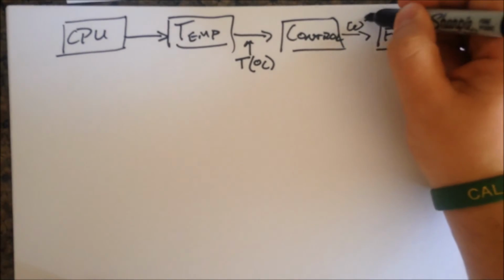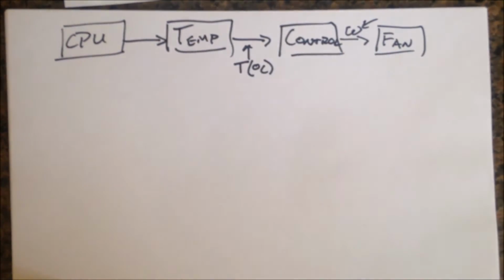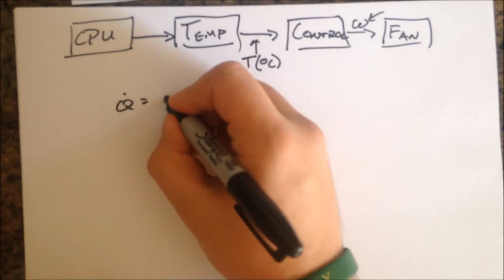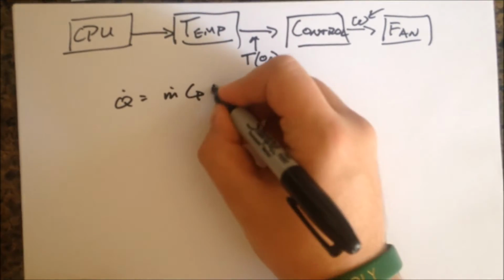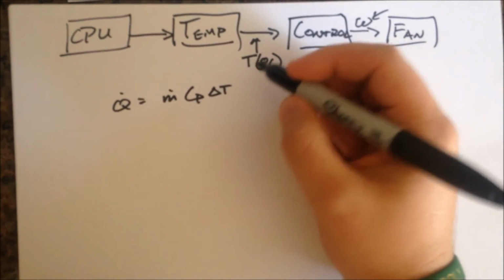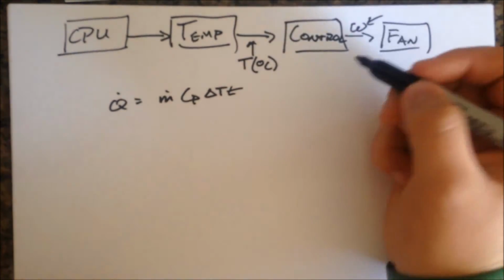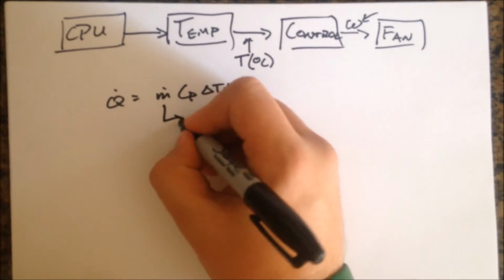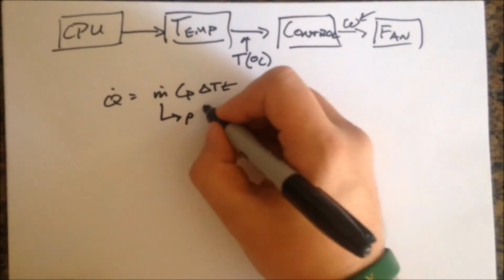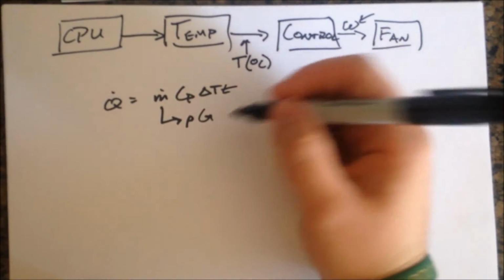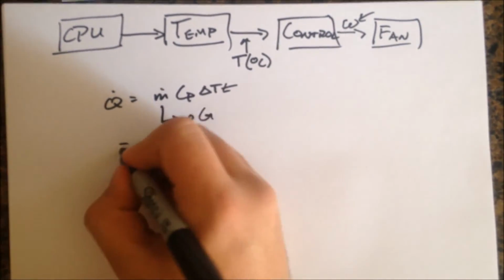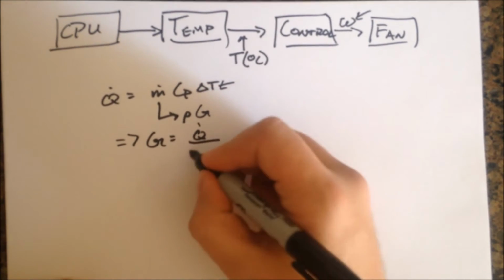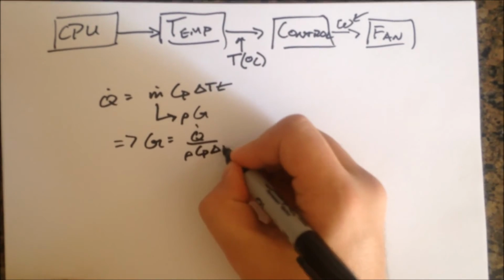But how does it come up with this omega value? So, going back to some fun chemistry, Q dot equals M dot Cp delta T. Alright? So it knows what temperature it wants to be at and what temperature it's at. And to make things easier, we're going to take M dot to be density times the volumetric flow rate, which is denoted by G. And so if we solve this whole thing out, we get G equals Q dot over rho Cp delta T.